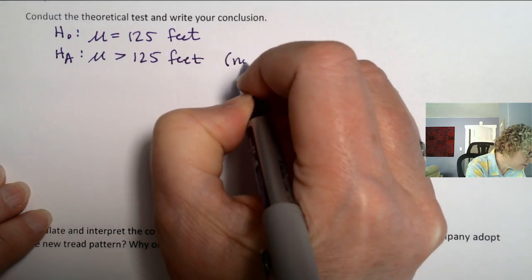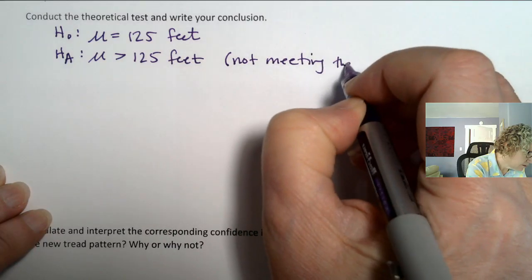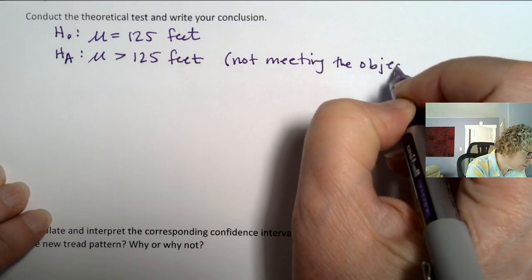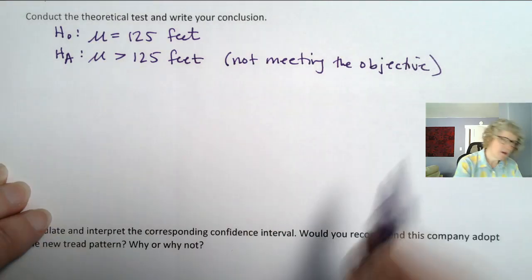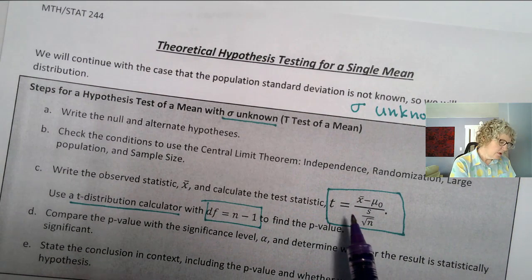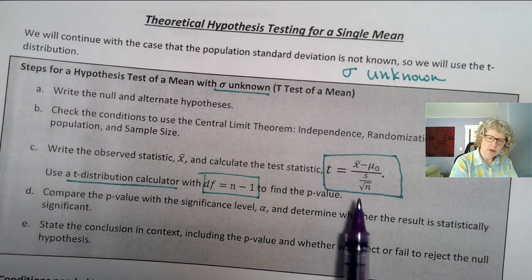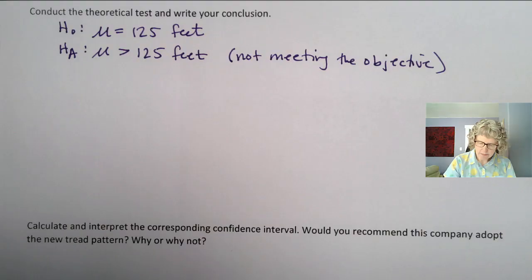Okay, so this is not meeting the objective. Strange because it's kind of like a double negative. Okay, so now we can do our t statistic. Let me get my formulas again. So we've already checked the conditions in the last one. So now we can do our t statistic.